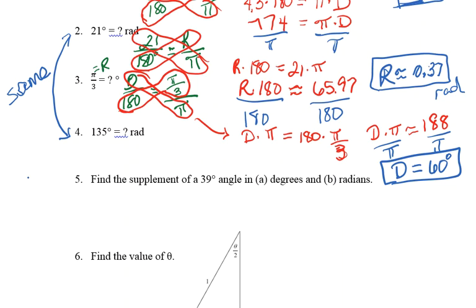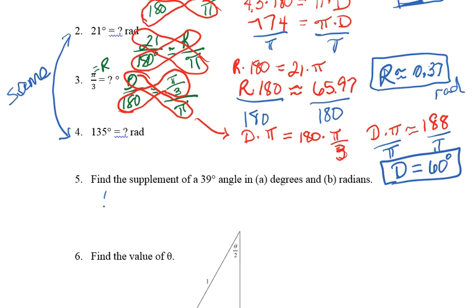So going down to number 5, again, it's working with some of the terminology. We have the term supplement. Supplement was when two angles add up to 180, and it could be more than 2, but we're just dealing with 2 in this case. The other term was complement, and complement is when they add up to 90. So the first thing I'm going to do is find the supplement of the 39-degree angle.